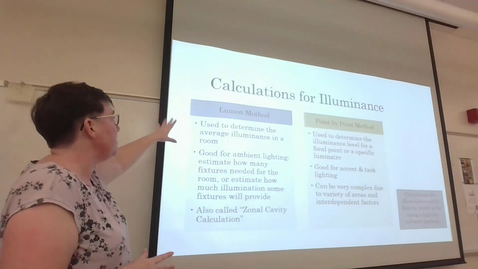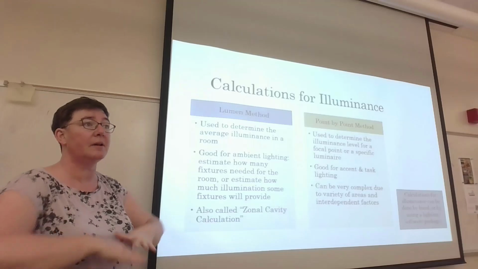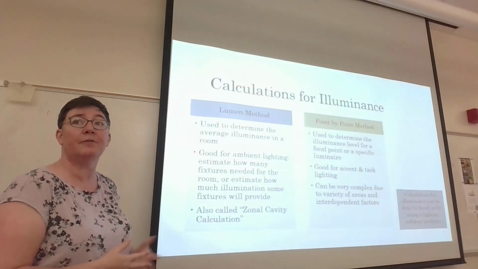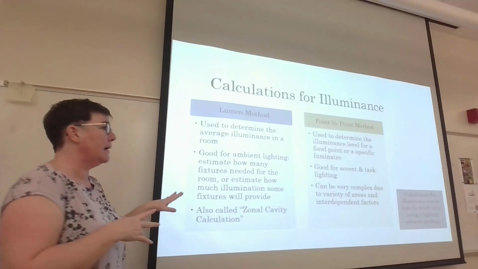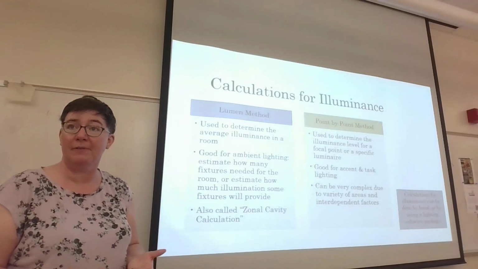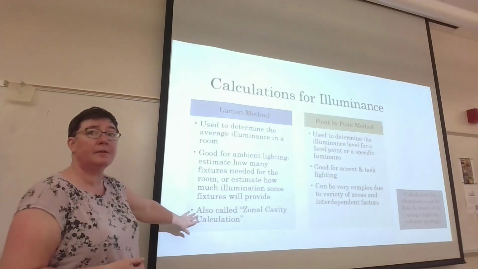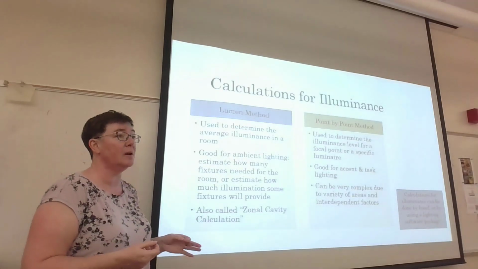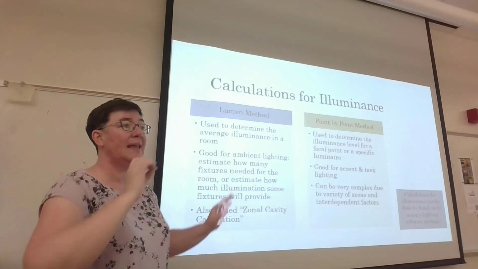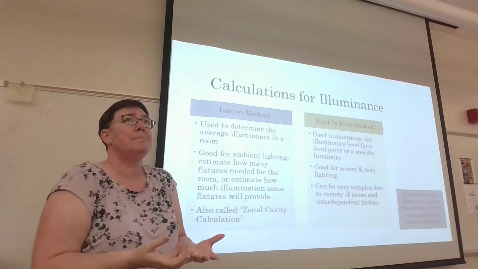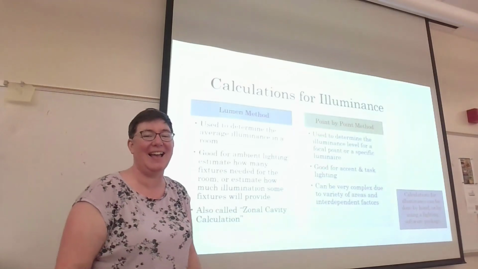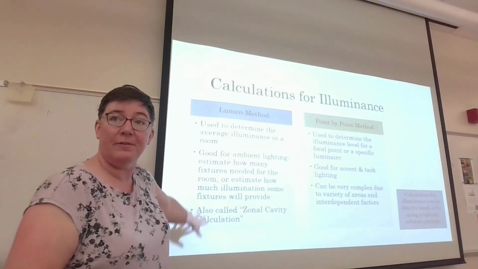So the lumen method is used for average illuminance across a room or across a surface. And therefore you can see that it is good for ambient lighting. How many fixtures are needed for the room, or if you have a number of fixtures, how much illumination will they provide, right? You will also see this in some textbooks called the zonal cavity method. So if you see those two names, they are the same thing. Zonal cavity, yes, because a room is an empty space like a cavity, like a cave. Zonal, I don't know what the zonal is about. So that's one way, and we're going to hit that one first, okay?